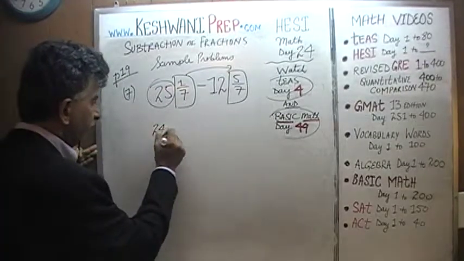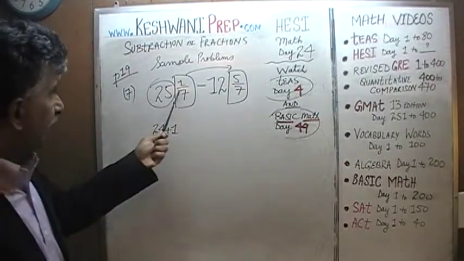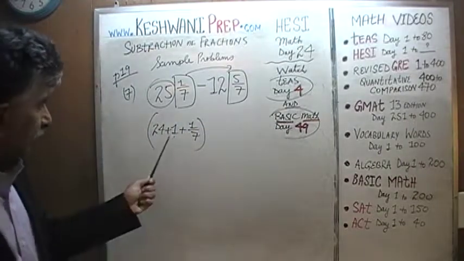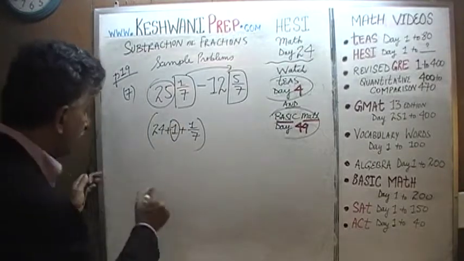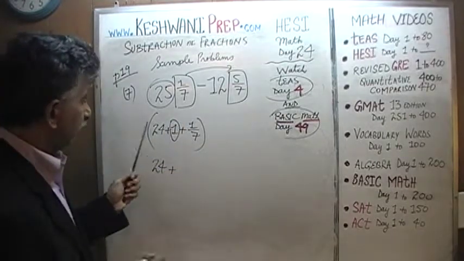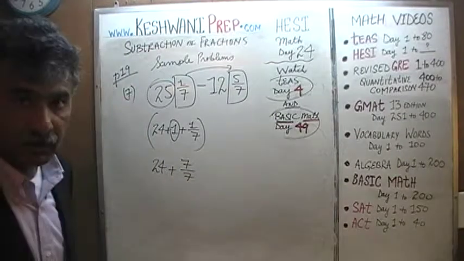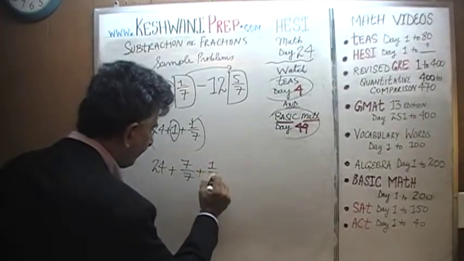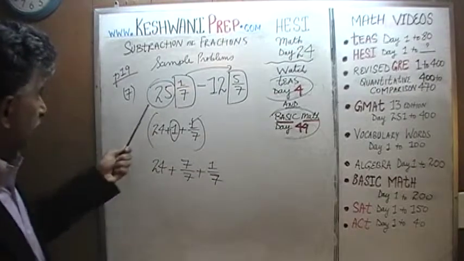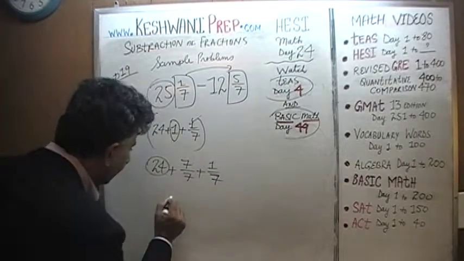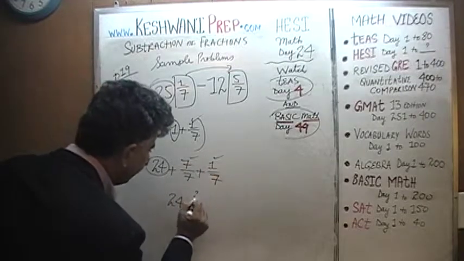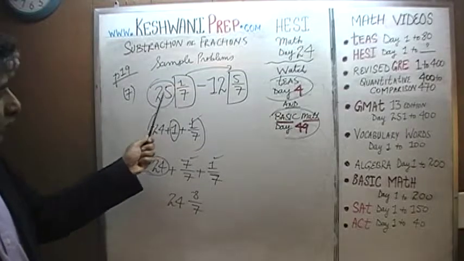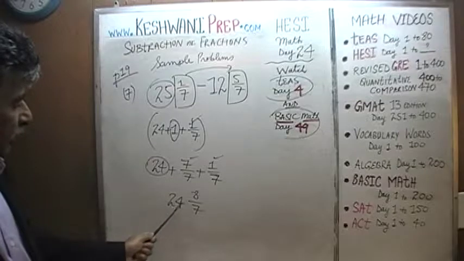We're going to write our 25 as 24 plus 1, and then we have a 1/7. So this is the first quantity that is given to us. Now we have 24 plus a 1, which can be written as 7/7. 7 over 7 is 1. And then we have plus 1/7. In other words, 25 and a 7th is the same as 24 and 7/7 plus 1/7, which is 8/7. We're going to replace 25 and a 7th by 24 and 8/7.